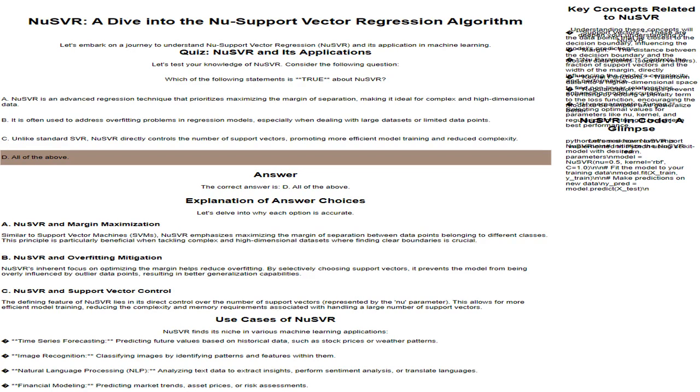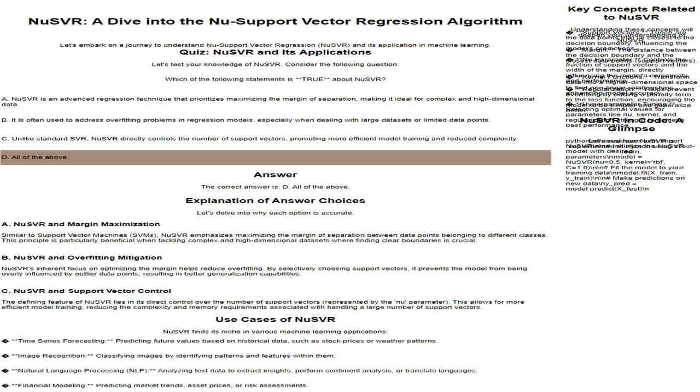Nu is a parameter that controls the fraction of support vectors and the width of the margin, directly affecting the model's complexity and performance. A lower nu value will result in fewer support vectors and a wider margin, leading to a simpler model with potentially less accuracy on the training data but better generalization to unseen data. A higher nu value might have more support vectors and a narrower margin, potentially achieving higher accuracy on the training data but being more susceptible to overfitting.